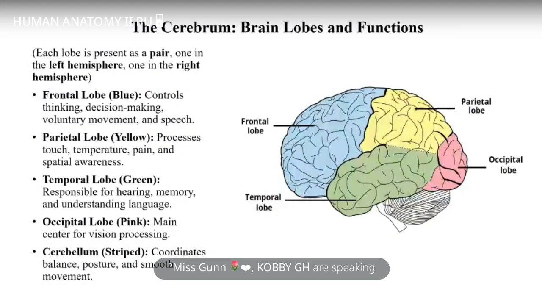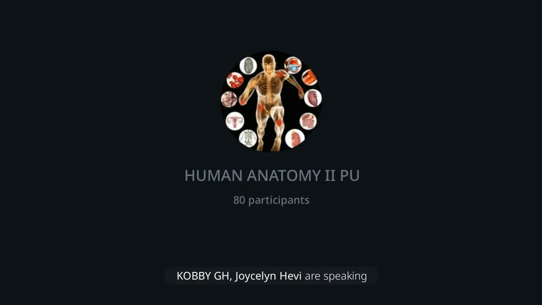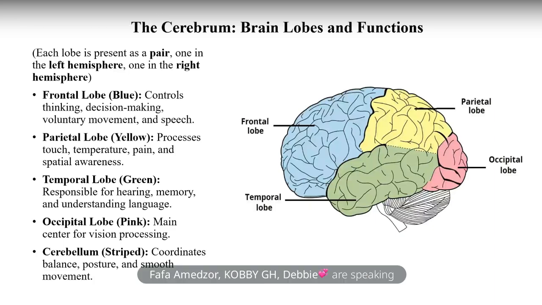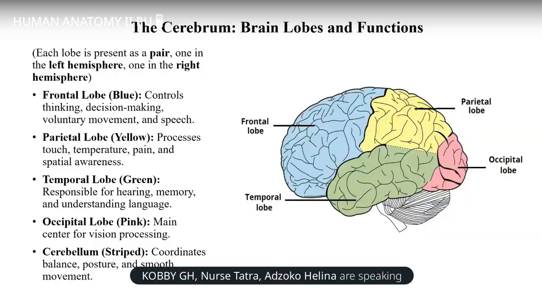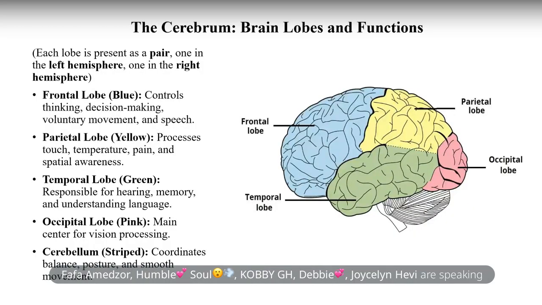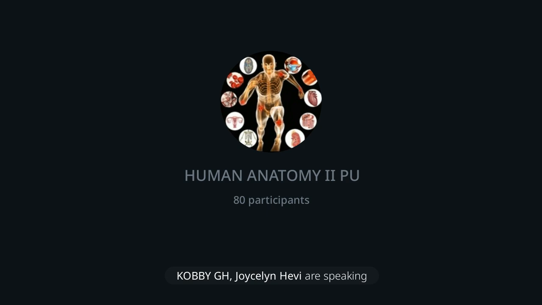Which part of the brain is responsible for thinking, decision making, and judgments? Prefrontal. Good. The frontal lobe, but specifically the prefrontal cortex. Excellent. It's the frontal lobe, but specifically the prefrontal cortex. Is that okay? That is fine.